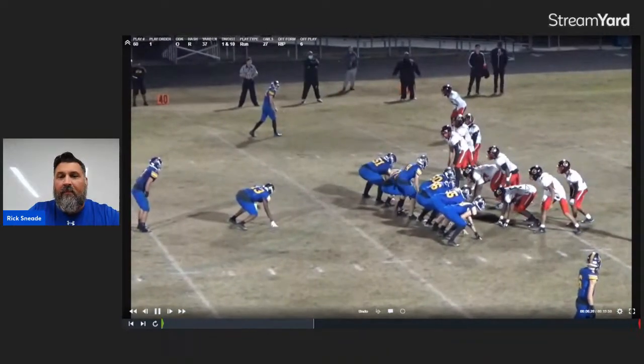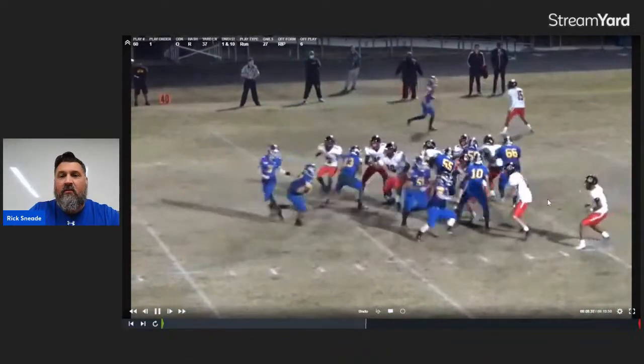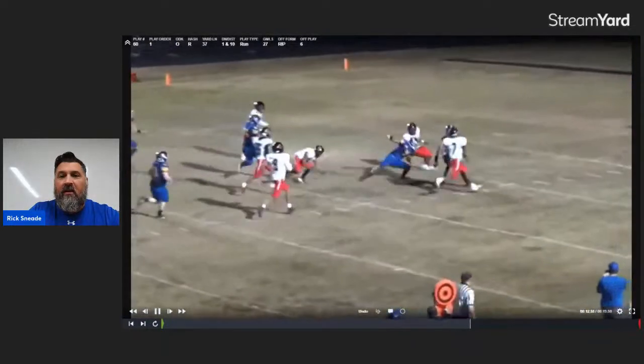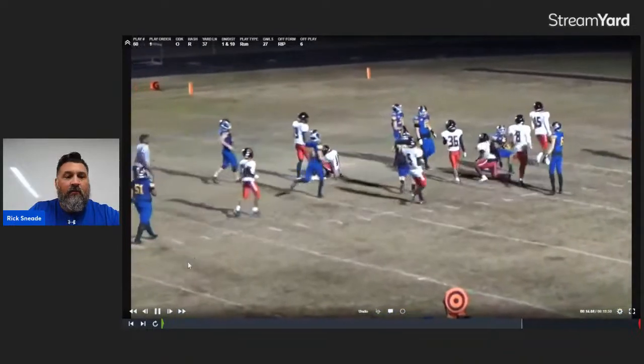You can see these guys are in the box. We're maydaying down, down, down. It's a little bit later in the game, different tight end in there. That's counter, regular Rip 6 counter.